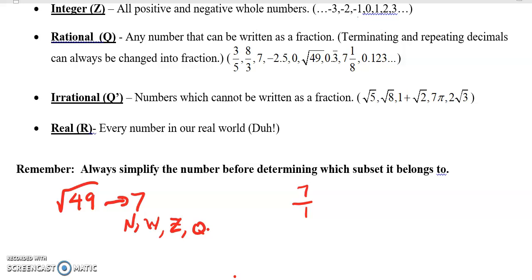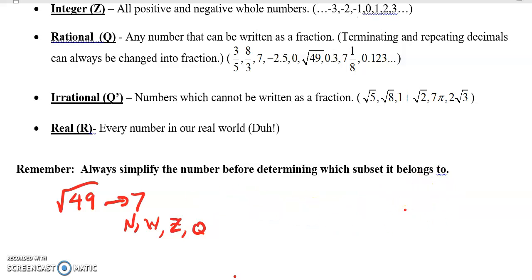Now, it's important to note that rational numbers and irrational numbers are opposites. So if you belong to the rational numbers, it's impossible to also belong to the irrational numbers. Like, you cannot be responsible and irresponsible at the same time. You're either responsible or you're irresponsible, but not both. Similarly, if you put a number in the rational subset, you cannot say that it's also part of the irrational numbers.